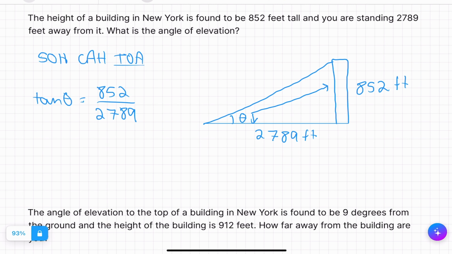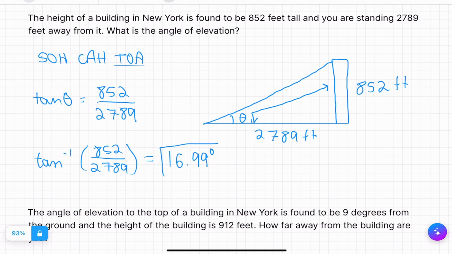In order to solve for theta, we need to take the arctangent of theta, which looks like this. And we'll plug that into our calculator. Our answer is 16.99 degrees.